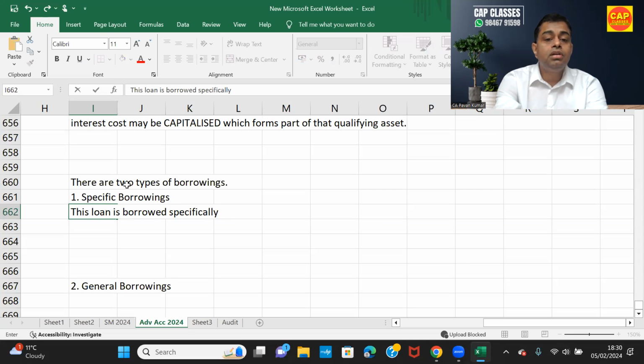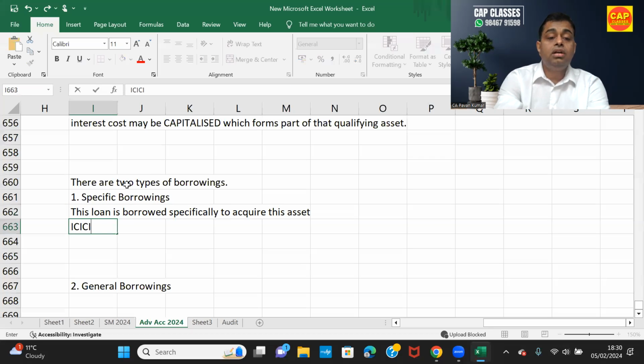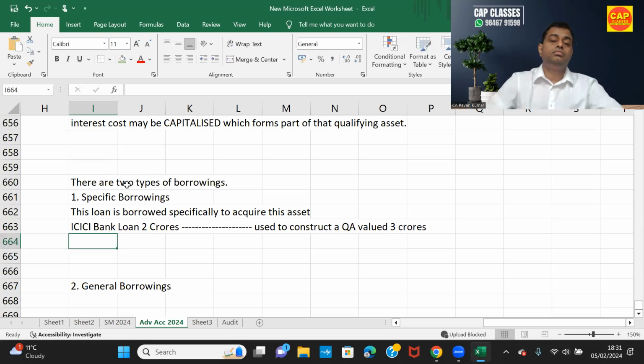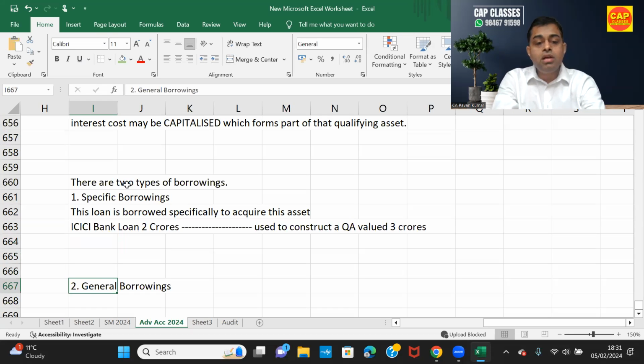So specific borrowing means a loan borrowed specifically to acquire this asset. That means, for example, an ICICI Bank loan of 2 crores used to construct a qualifying asset valued at 3 crores. So this is a specific borrowing.